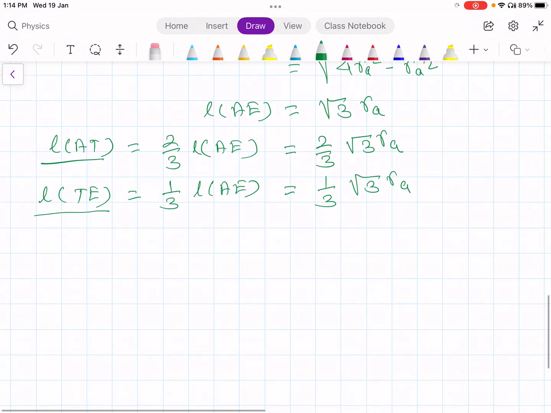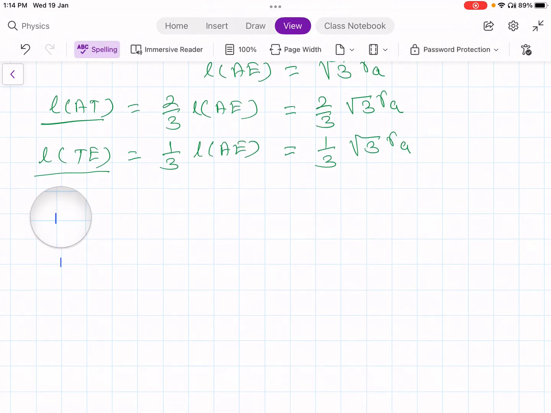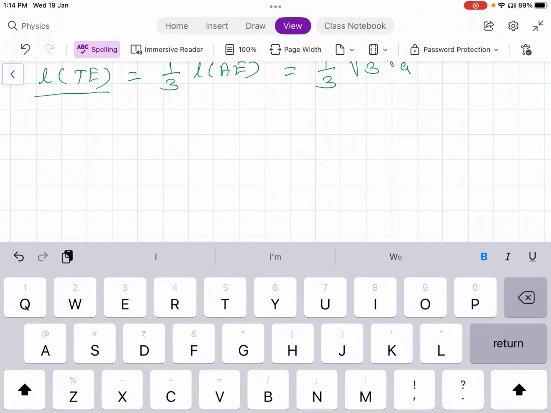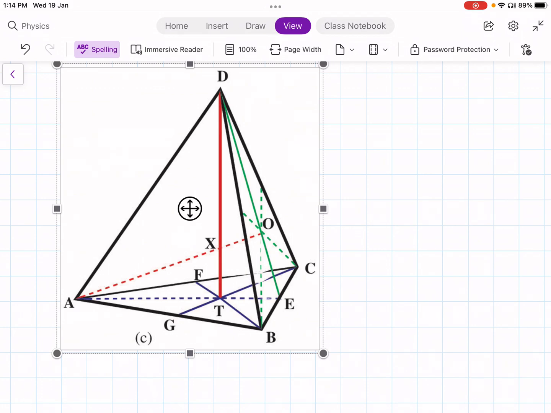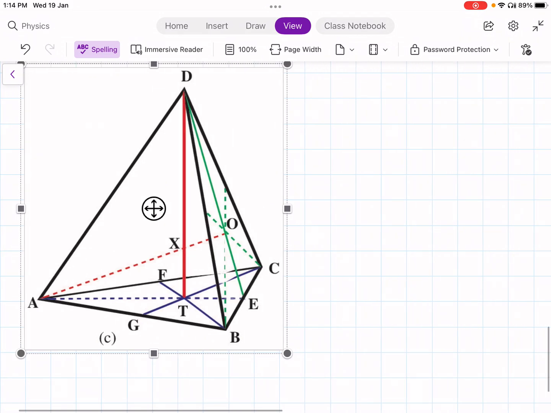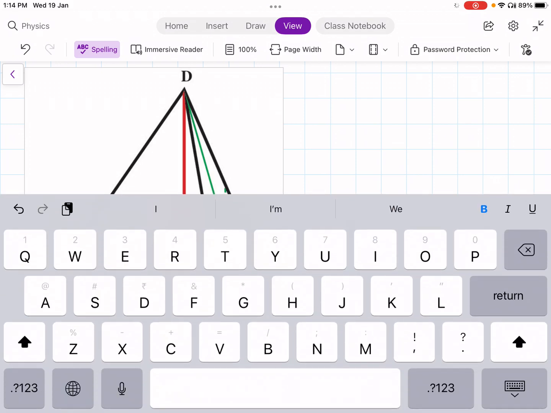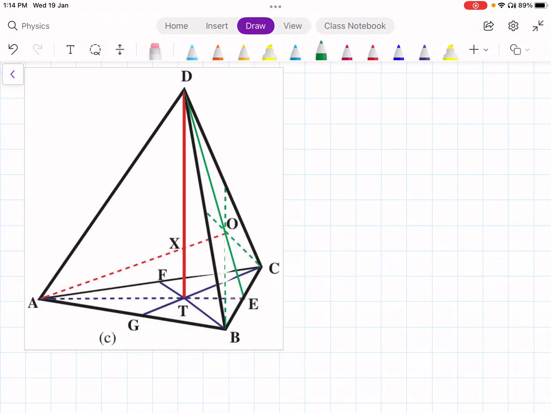Then we will consider another triangle to find the height of the tetrahedron. Okay, let us find the height of the tetrahedron. I have inserted the diagram again. So now in this case, I will consider the triangle ATD. I am considering this triangle.